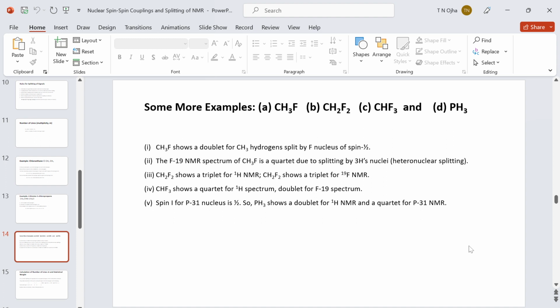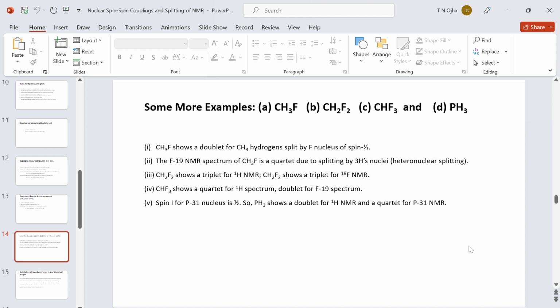Another example, CH2F2. For the proton spectrum, the signal is split by two fluorines into three, 1:2:1. Likewise, the signal for the fluorine spectrum is split by CH2 hydrogens into three, 1:2:1. For trifluoromethane, the hydrogen spectrum is split by three fluorines into a quartet, and the fluorine spectrum is split into a doublet. Coming to the case of phosphine, phosphorus has spin half, so the hydrogen spectrum will be split by one phosphorus atom into a doublet. On the other hand, the spectrum of P-31 will be split by three hydrogens into a quartet.